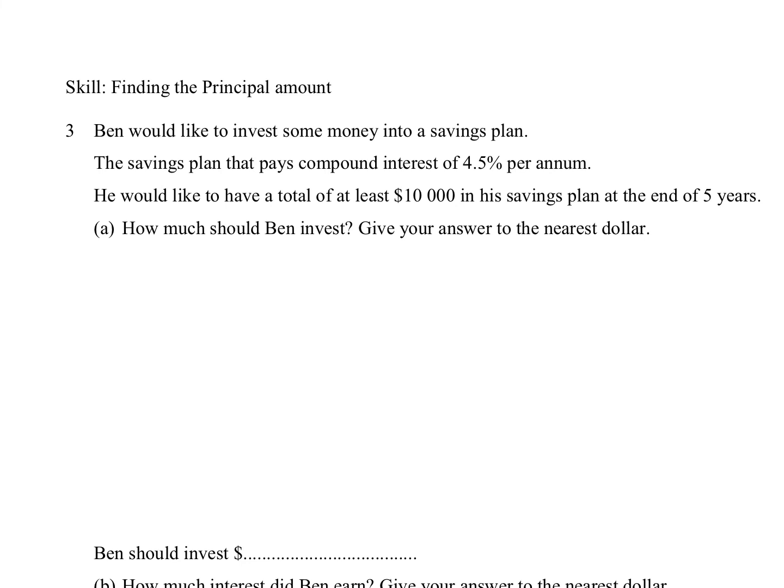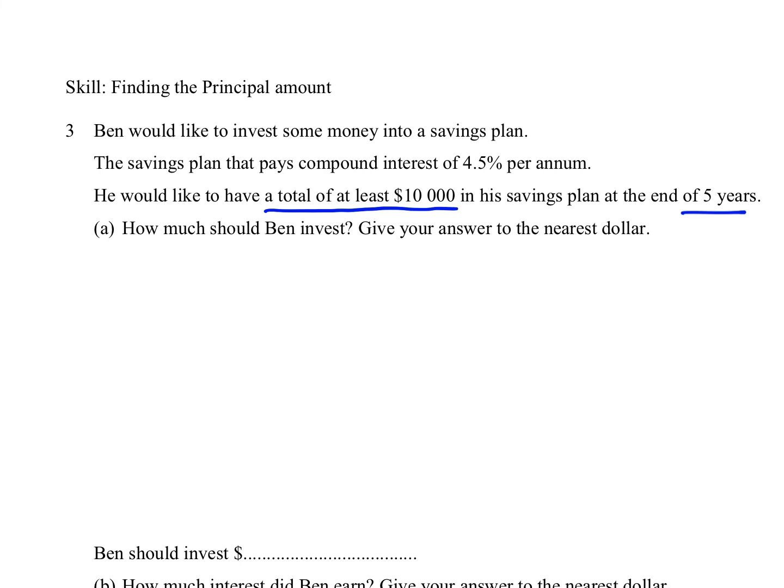Now, take note, the question says compound interest but did not mention whether it is yearly or monthly, so we shall assume it to be yearly. He would like to have a total of at least $10,000 in his savings. So the total amount that he would like to have is $10,000 or maybe more. What is the least amount? How much should Ben invest so that he can get at least $10,000 in his savings plan at the end of 5 years? Give your answer to the nearest dollar.